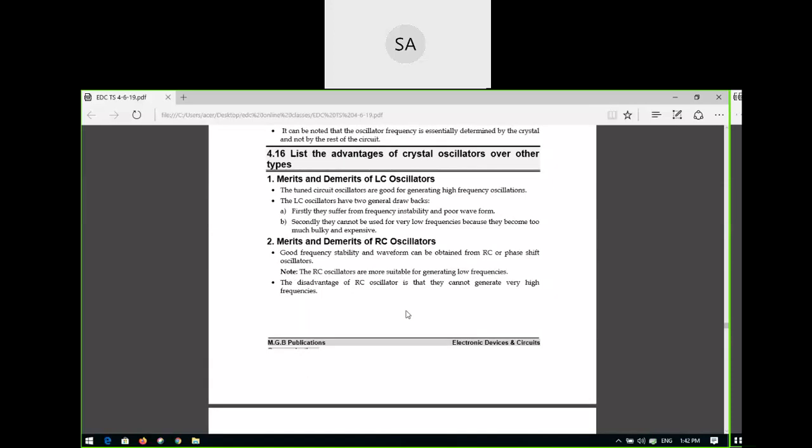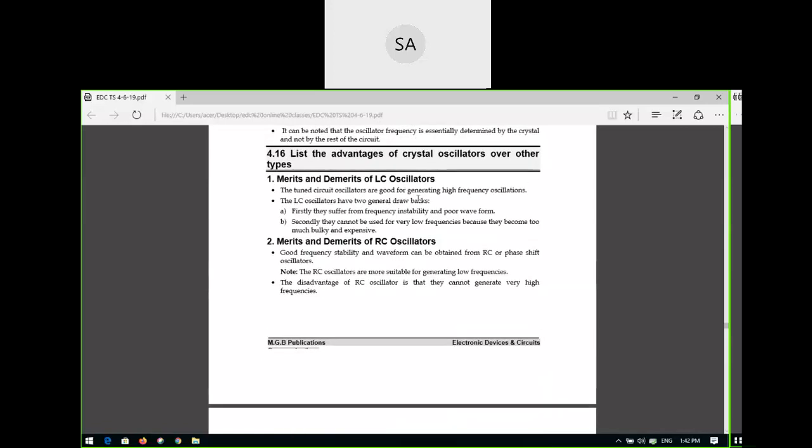So what is the advantage of the crystal oscillator over the other types? Other types means LC oscillators. What are the LC oscillators? Colpitts as well as the Hartley. Before that, what are the merits and demerits of the LC oscillator? What is the major advantage of the LC oscillator? It is a high frequency oscillator.